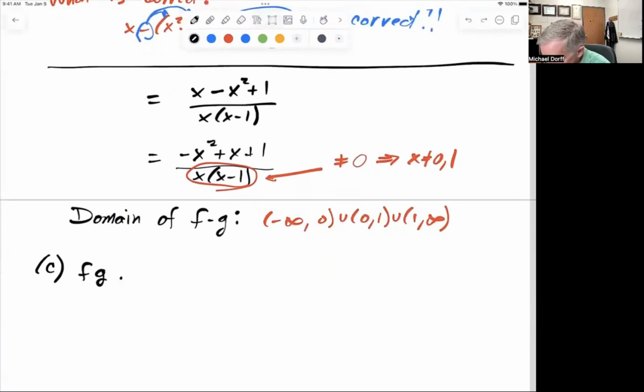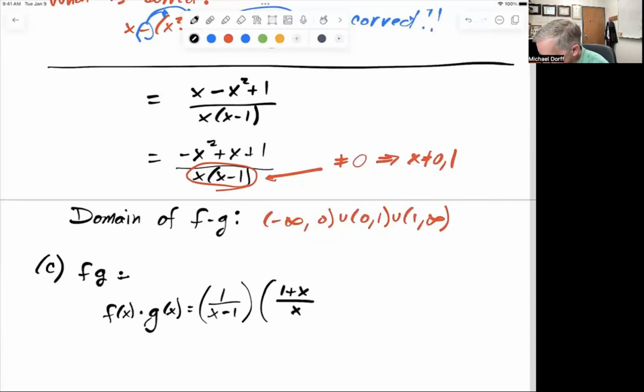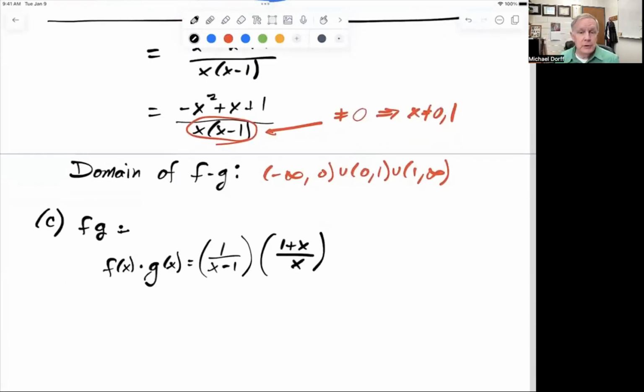So f of x times g of x is going to give me 1 over x minus 1 times, and I'm going to use my new expression for g, which was 1 plus x over x. I'm going to multiply those together. Question, do I need to get a common denominator? No, I don't. I get a common denominator if I'm adding or subtracting them, but if I'm multiplying, I don't need to do that. I multiply the tops together and multiply the bottoms together.